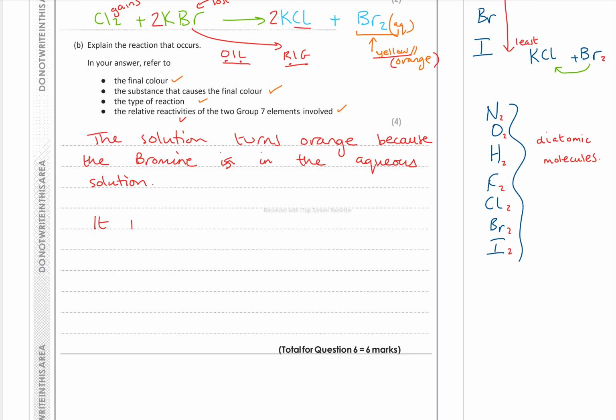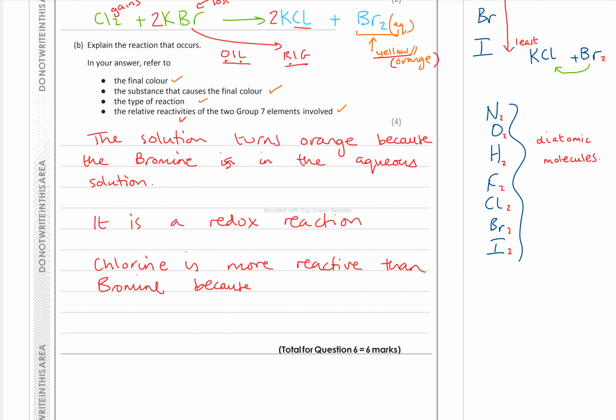Right, and the final thing we need to say is that chlorine is more reactive than who? Than bromine. Why? Because chlorine displaces bromine. Done.